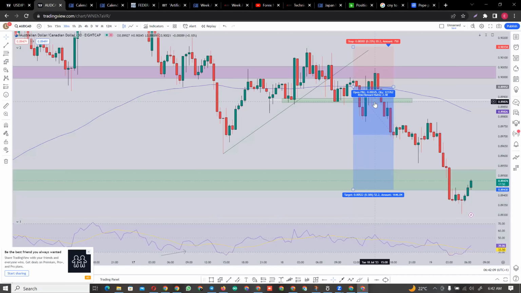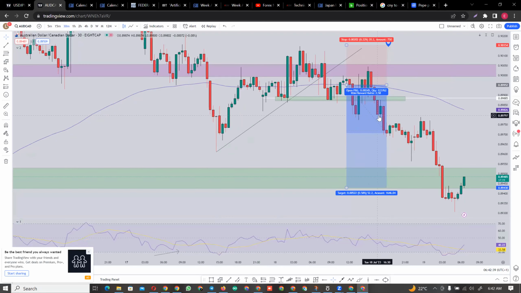This thing started ranging at 1 p.m. This is 2:30, 3, 4. It's really respecting. Around 5, you know, it broke out and retested. You know, AUD CAD moved during Sydney, Tokyo, and all these sessions. So that's how the trade ended during the CAD news. You see how it played out. It might take profit.